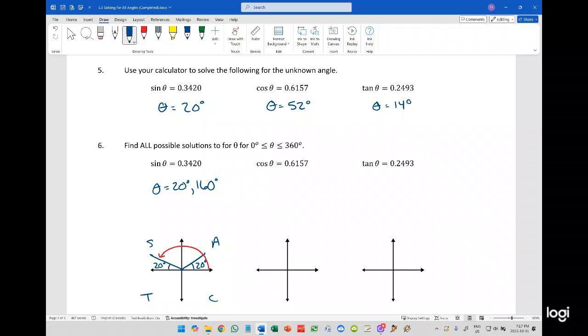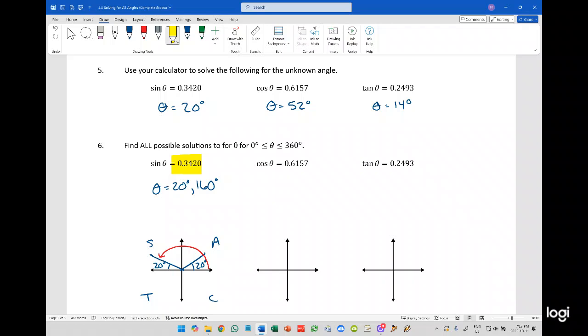Regular sine of 160 degrees, you'll get out 0.3420, which also is another answer to that equation. So there's two possible thetas that will work.